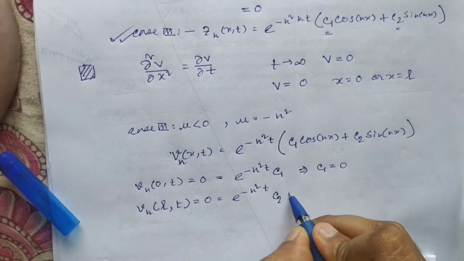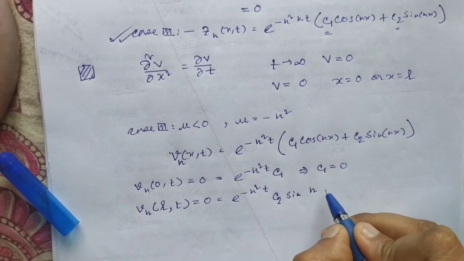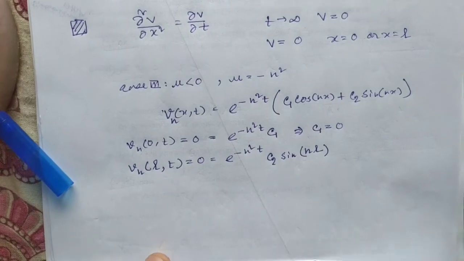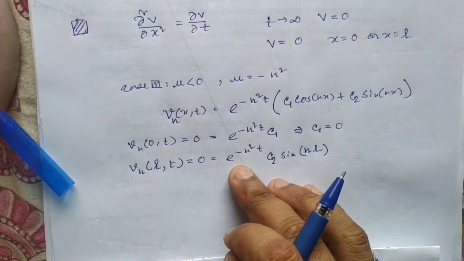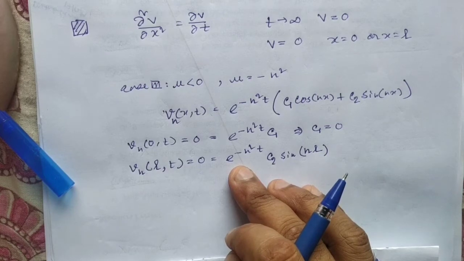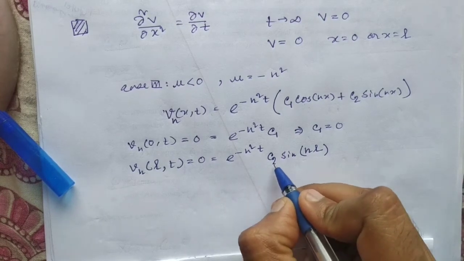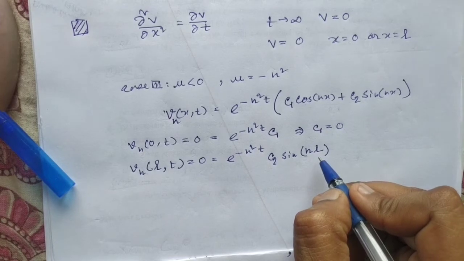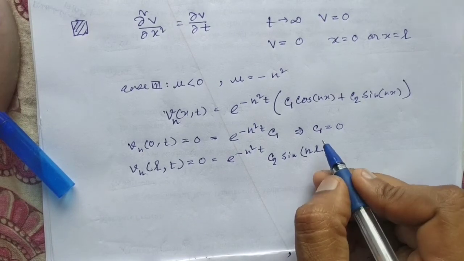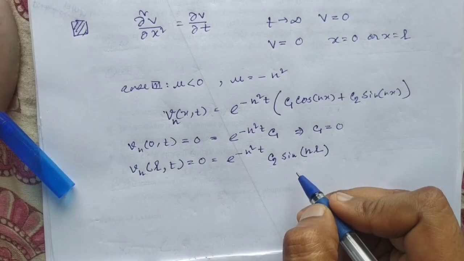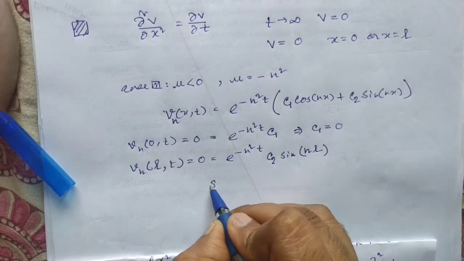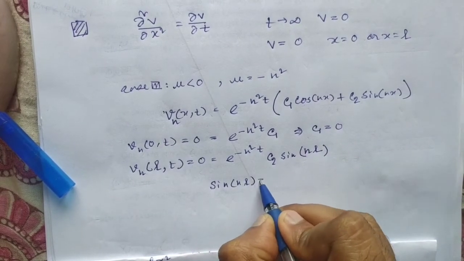So C2 sine of nL. Right. Now see that this is equal to 0. Again, e to the power minus n square t is not equal to 0. So you are left with C2 multiplied with that is equal to 0. Now you can say that C2 is equal to 0, simple, right? But if you write that your C1 is already 0, C2 is 0, then you will be tending to a trivial solution. You must not do that. So what you will take is that sine nL is equal to 0.